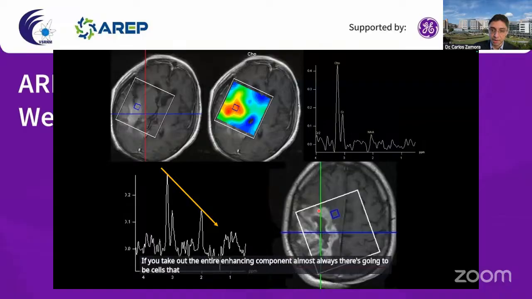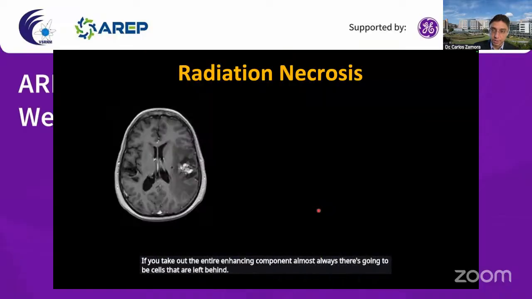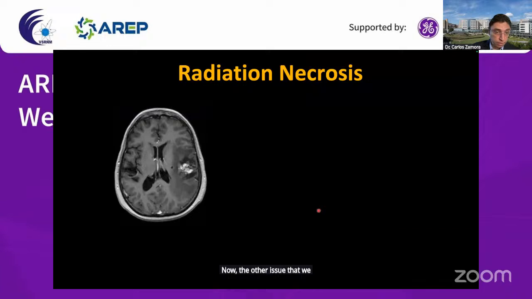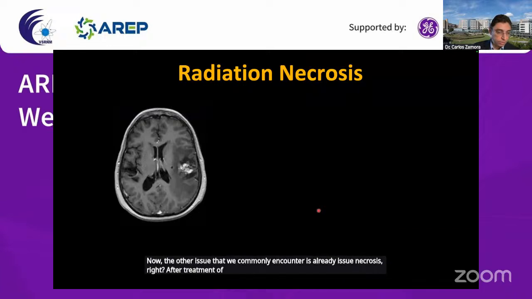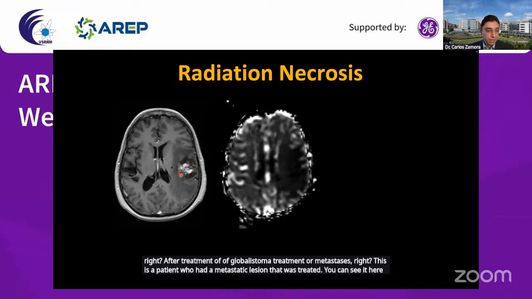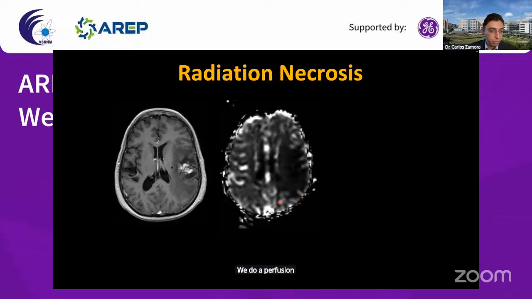Because even if you take out the entire enhancing component, almost always there's going to be cells that are left behind. Now, the other issue that we commonly encounter is radiation necrosis, right? After treatment of glioblastoma, treatment of metastases, right? This is a patient who had a metastatic lesion that was treated. You can see it here, some central enhancement. We do a perfusion, rCBV map. This is a monochrome map, grayscale map, where there is no increased perfusion.